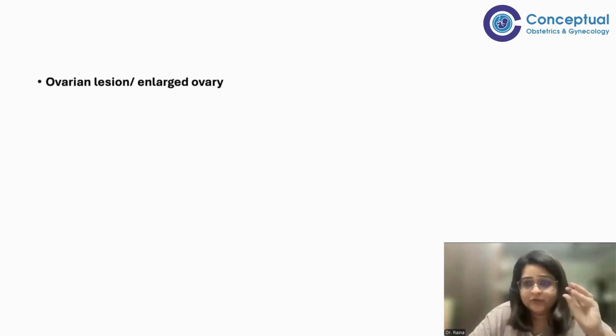And of course, what we're going to discuss mainly is an ovarian lesion or an enlarged ovary, which is what we commonly encounter that has undergone torsion, like an ovarian cyst, like a dermoid. These are very prone to undergo torsion, especially if they're large in size.